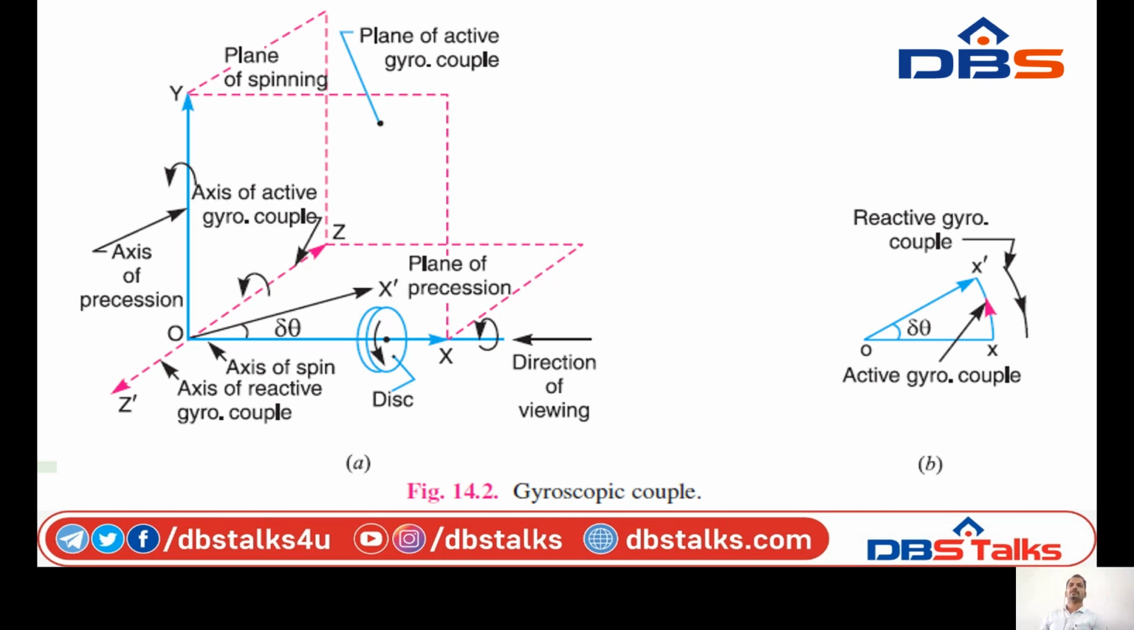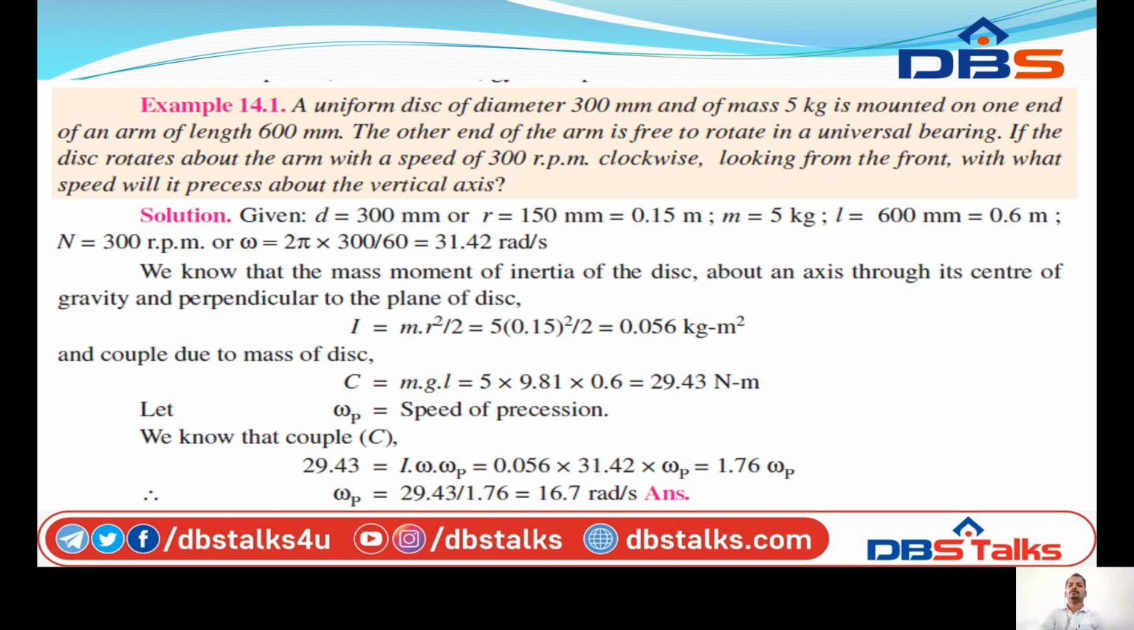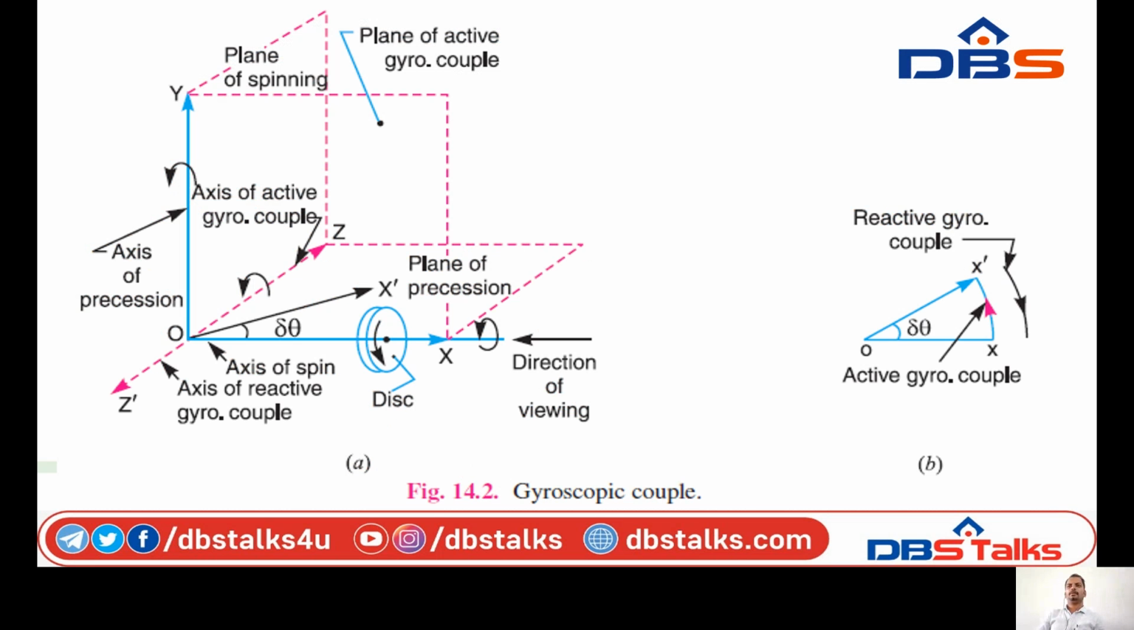This change finally results in the precession. So the formula will be I omega into omega p. We should always remember that the precession is omega p, the angular velocity of precession, that is d theta by dt. As you know, the rate of change of angular momentum is I omega delta theta by dt, so I omega times omega p, where omega p is the angular velocity of precession.